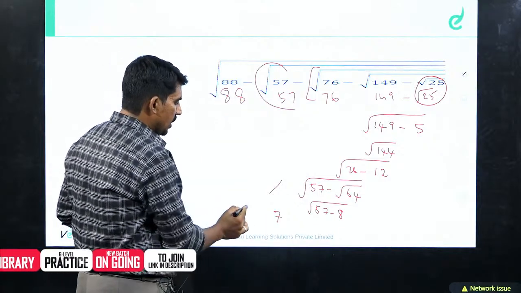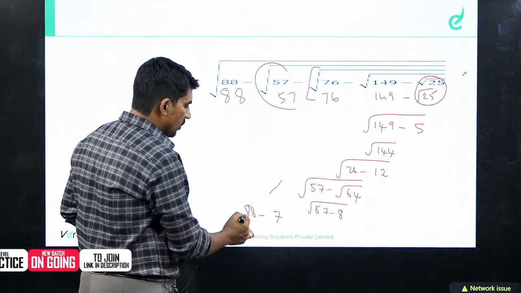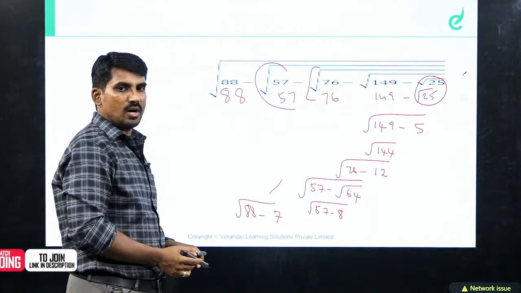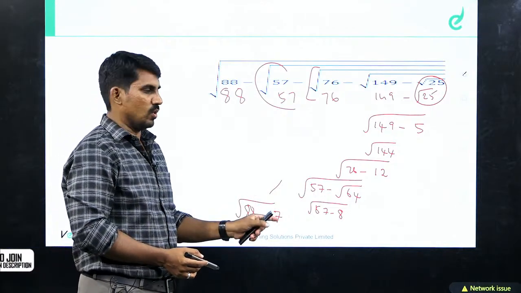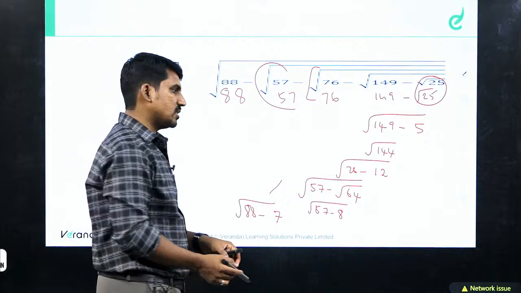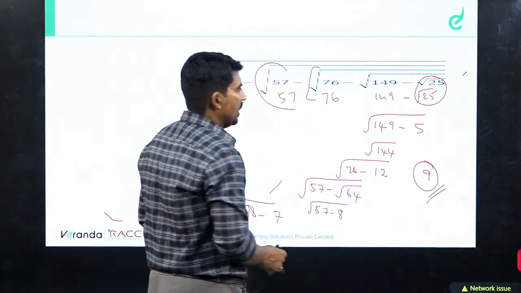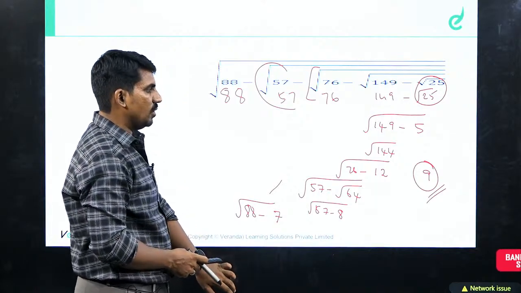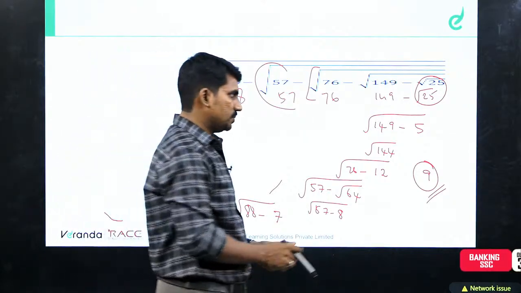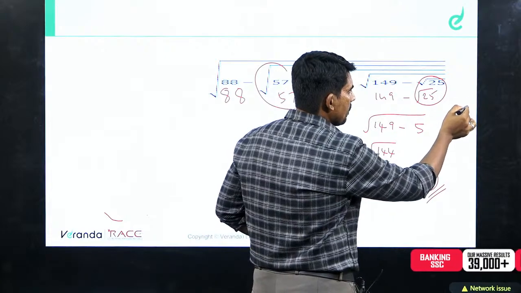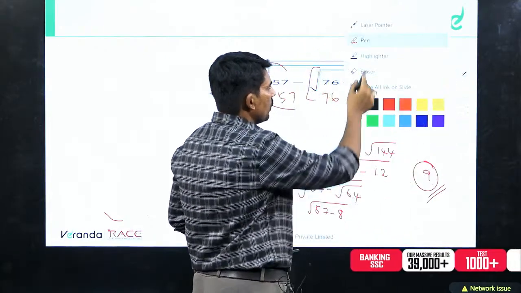Then we are having 88 minus 7. 88 minus 7 is what? 81. Root 81, what is the answer? Root 81, the answer is 9. Clear?